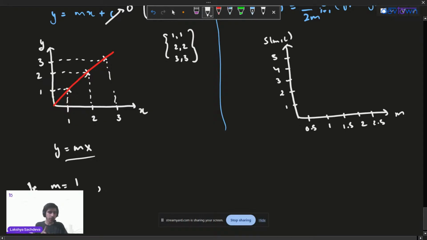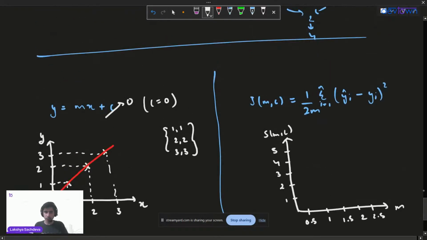First of all, guys, don't confuse this m over here with this m. Instead of m, I'm going to take it as n. This m and this n are totally different. This n is the number of data points. We have 3 data points, so the number of data points n is equal to 3.